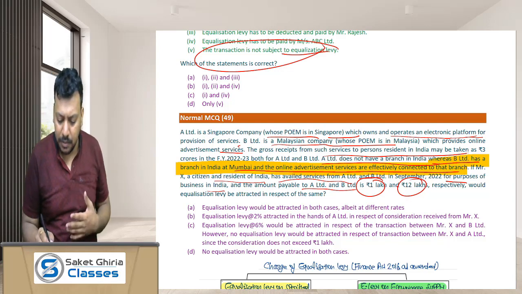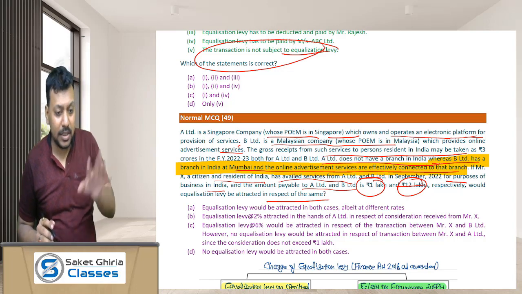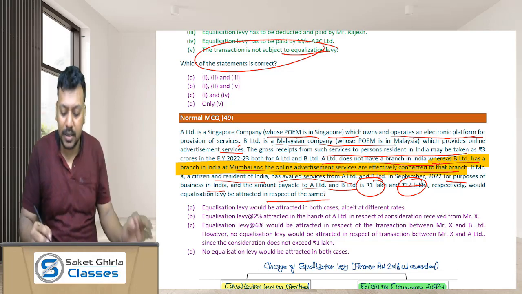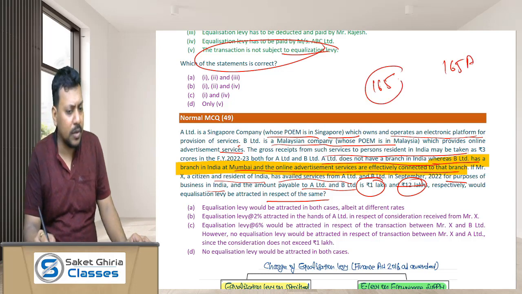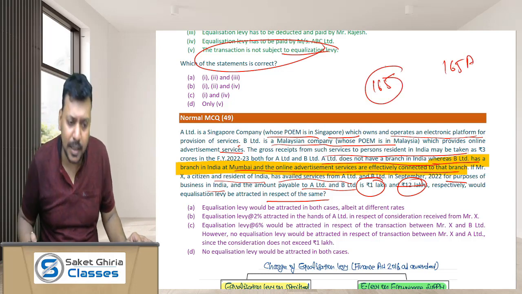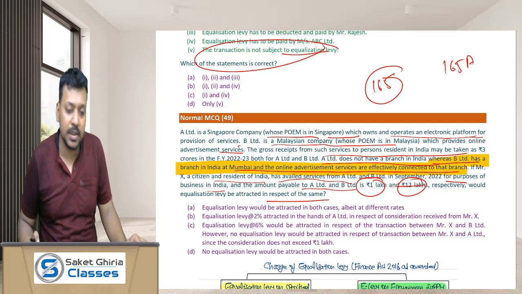We are not concerned with B Limited. Would equalization levy be attracted in this case? Dear friends, equalization levy can be attracted both under section 165 and 165A, but priority would be given to 165 because the rate of equalization levy is higher. First, we will see whether the equalization levy under section 165 is attracted.